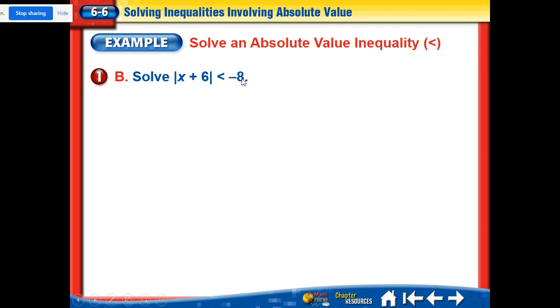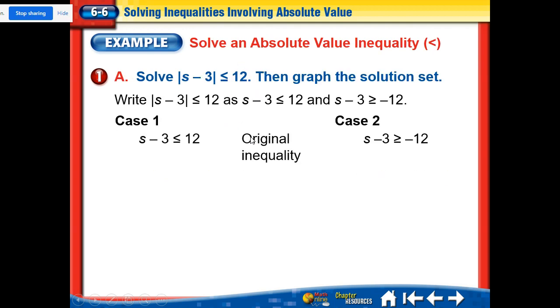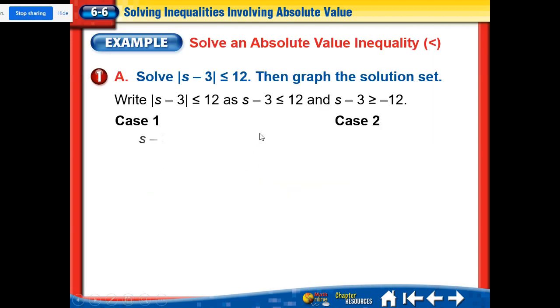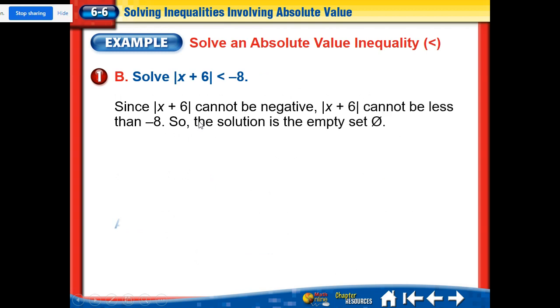Here's a case that equals a negative. Remember, we have those different possibilities. With a negative, we always just wrote no solution, but with the less than, we have to look at our chart from back here. A less than negative is a no solution. So this one still ends up being no solution. So it's the empty set or the no solution set. It's when it's greater than that it's the other way.